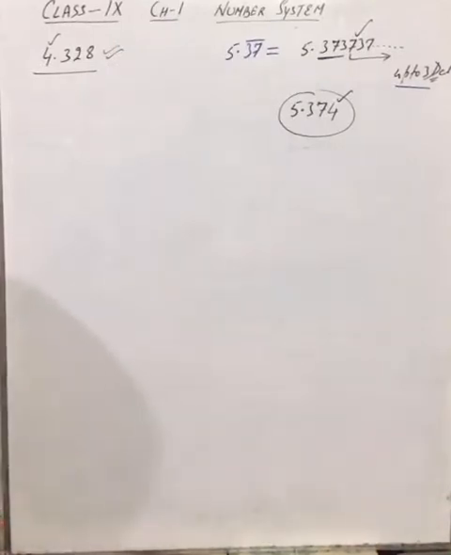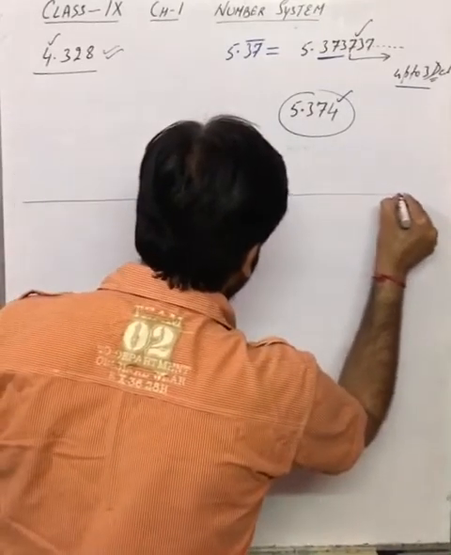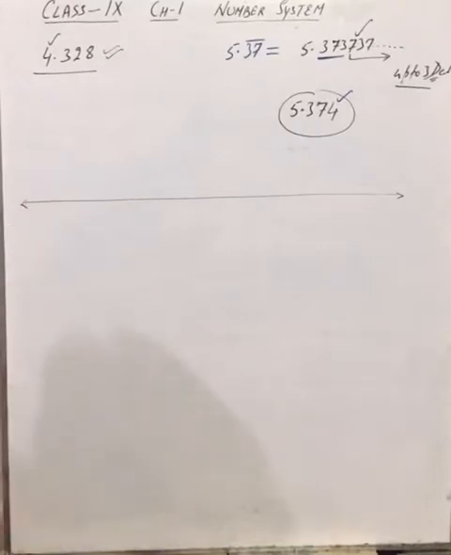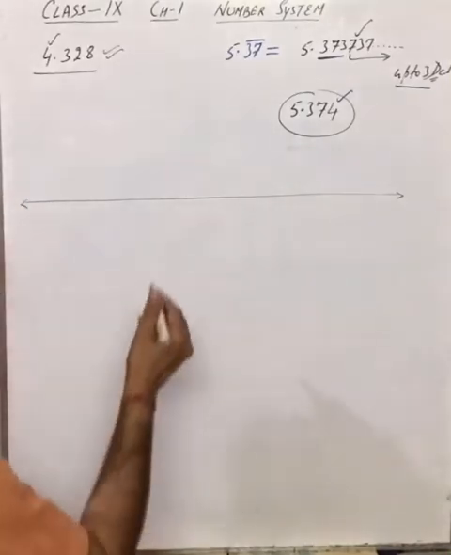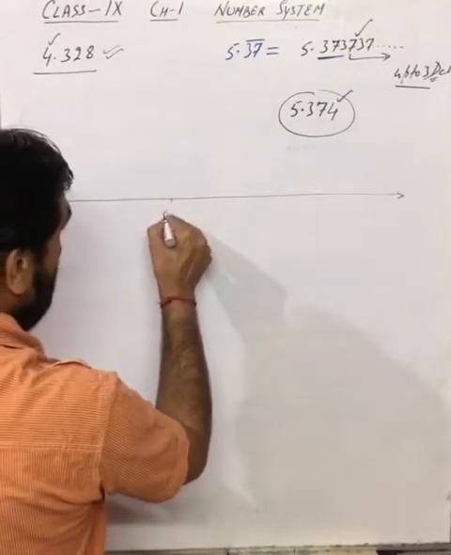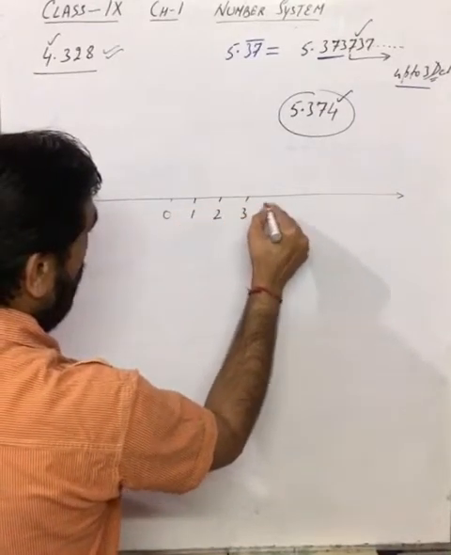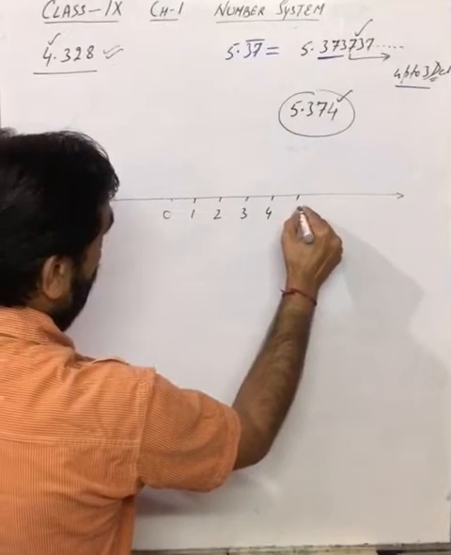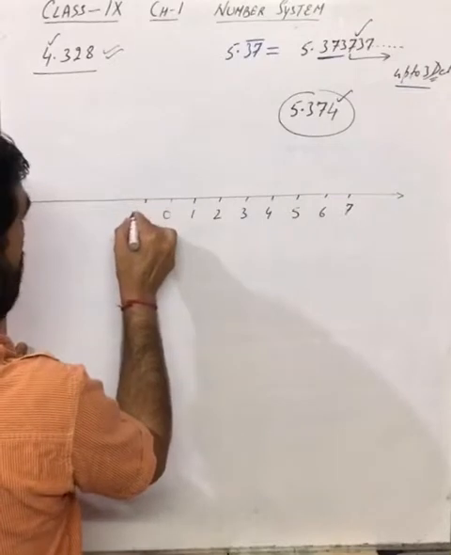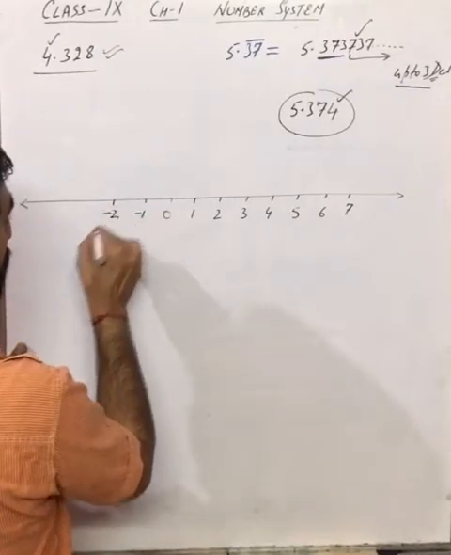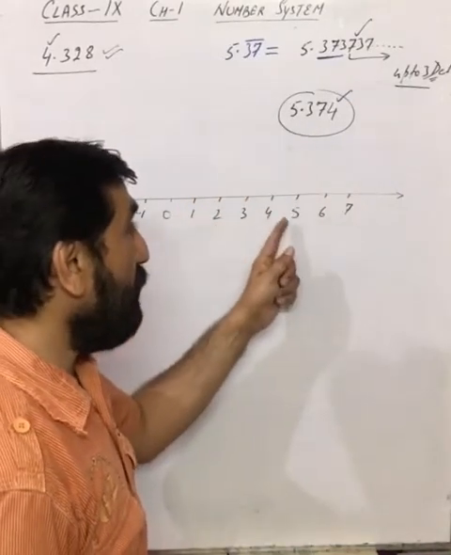Now let's represent it on number line. Same way, draw a number line with the help of scale and pencil. Students, I advise you, if you have copy and pen, you can solve, draw along with me. The first number line, mark integers 0, 1, 2, 3, 4, 5, 6, 7. On left side of 0, minus 1, minus 2. Now our number is 5 point, that means 5 se bada.